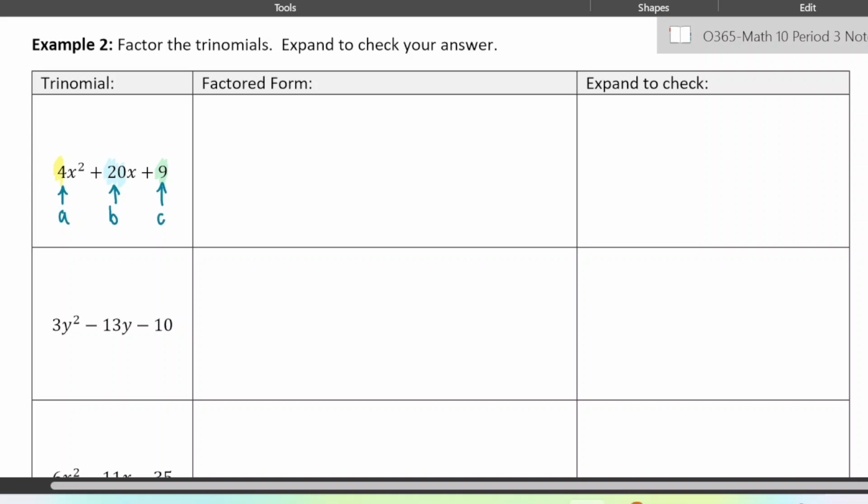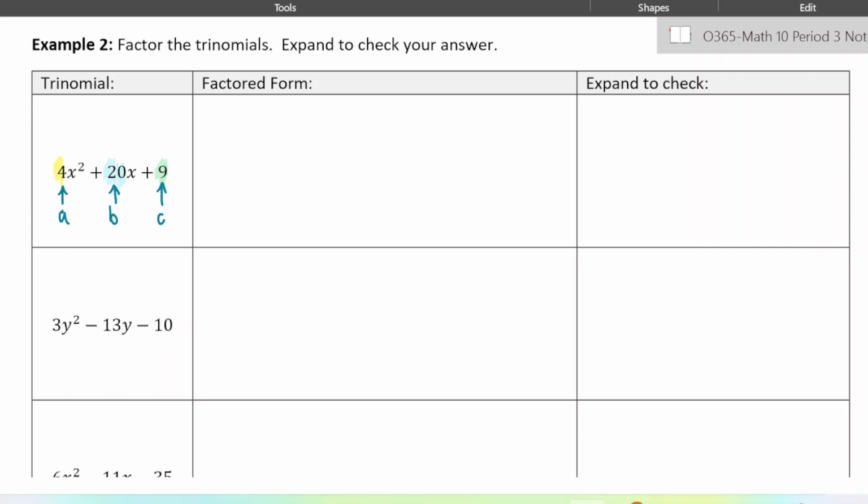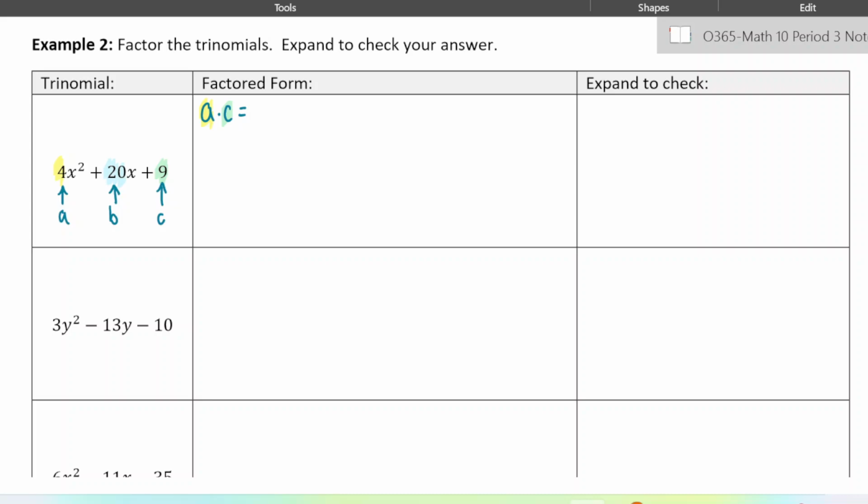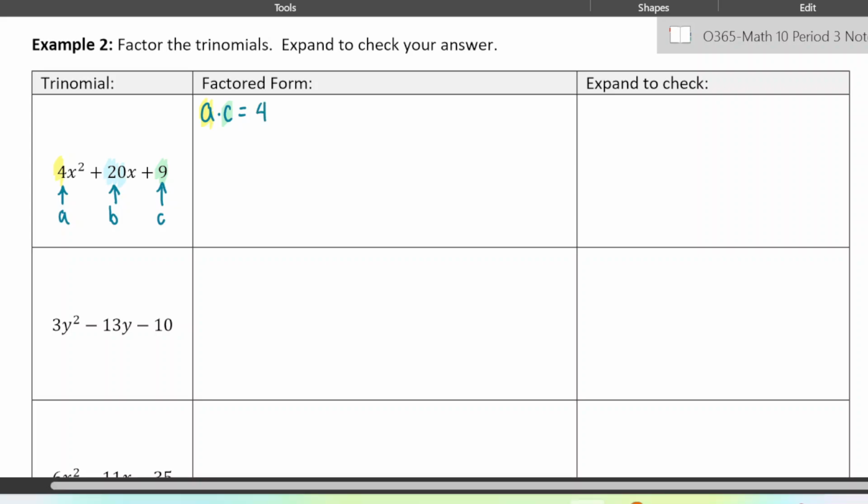So remember in our little pattern we were looking at before, the outer 2 numbers, that product was sort of special. It matched the product of the inner 2 numbers. So 4 times 9, a times c, is the product that we want to look at here when we're going to factor. So a times c happens to be 4 times 9, which is 36. So we're going to solve a little puzzle here. We want two numbers. We want their product to be 36.